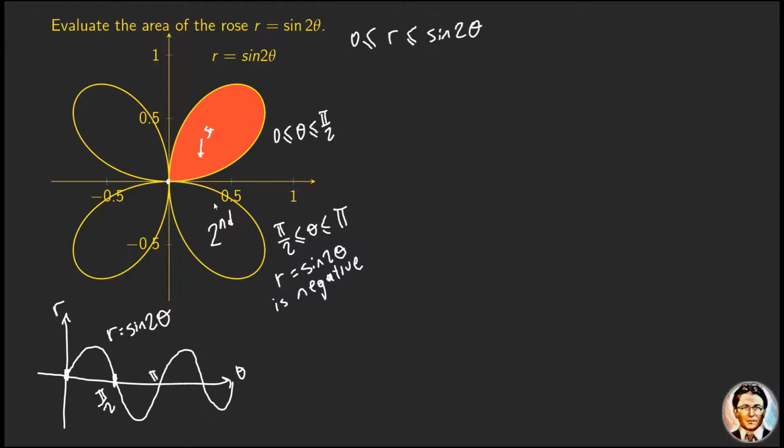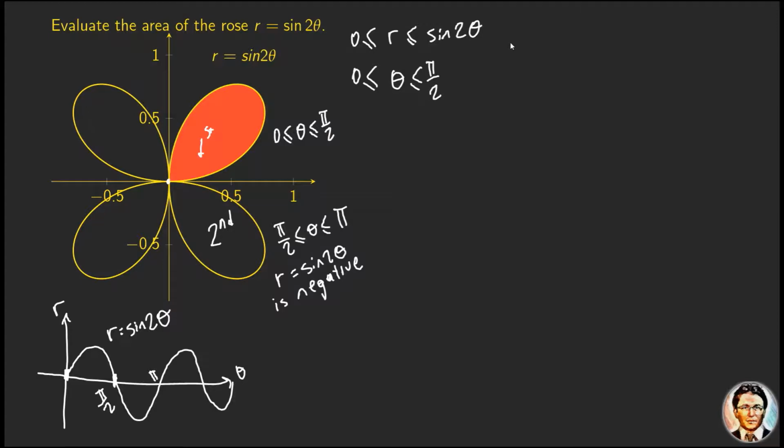For any similar question for area of a rose, you may calculate the area of the first petal and then multiply by the number of petals. So for polar coordinates, you have to be careful about the cases where r is negative. When r is negative, it falls below the axis, so the result will give you something negative. So I will say θ is from 0 to π/2.